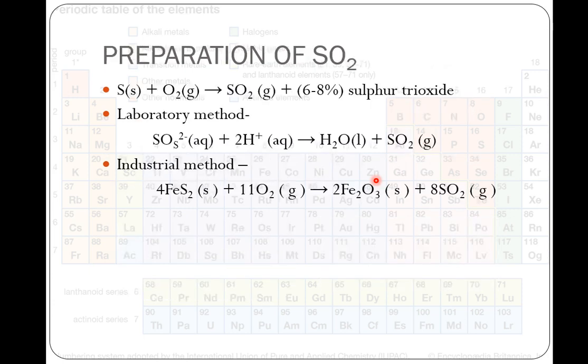Preparation of sulfur dioxide. Sulfur dioxide is formed together with sulfur trioxide when sulfur is burnt in air or oxygen. In laboratory, it is readily prepared by treating a sulfite with dilute sulfuric acid. Industrially, it is prepared as a byproduct during roasting of sulfide ore.